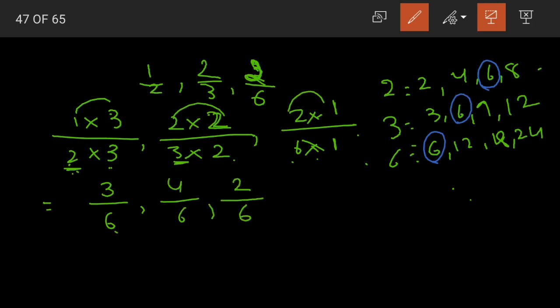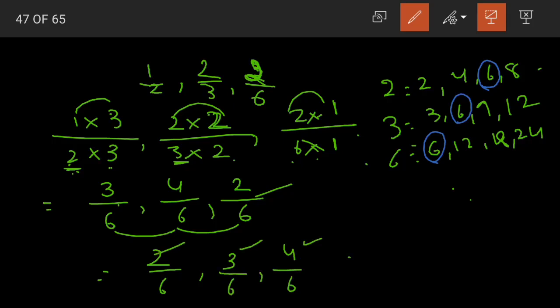Now we have 3 like fractions with the same denominator 6. As they are like fractions, we can compare them easily, right? We just have to compare the numerators and arrange them accordingly. The smallest one is 2 by 6, so writing it first. Then we have 3, then we have 4 by 6. 2, 3, 4. But this is not the final answer, children.